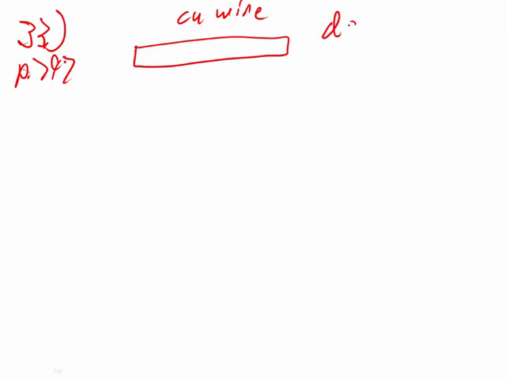Okay, so it says a copper wire is 1 millimeter in diameter and carries a current of 20 amps. So we've got a copper wire, and I'm going to use the periodic table symbol for copper. The diameter is 1 millimeter, giving it a radius of what?